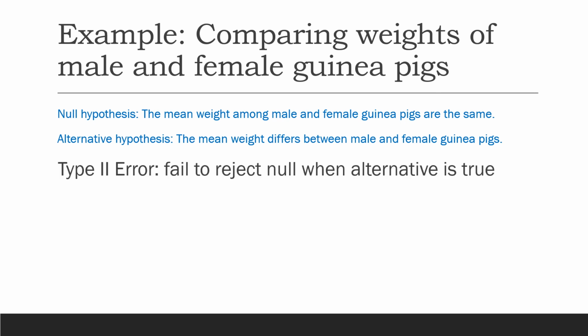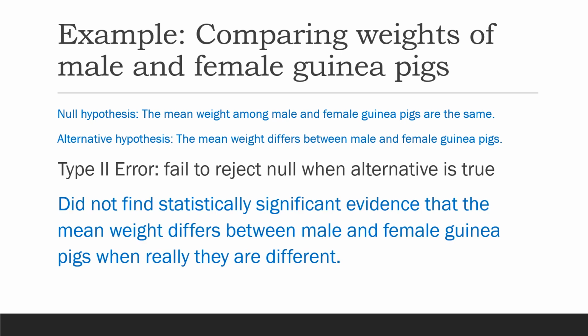A type 2 error, remember, is failing to reject the null hypothesis when the alternative is true. So this would mean that we did not find statistically significant evidence that the mean weight differs between male and female guinea pigs, when really they are different.